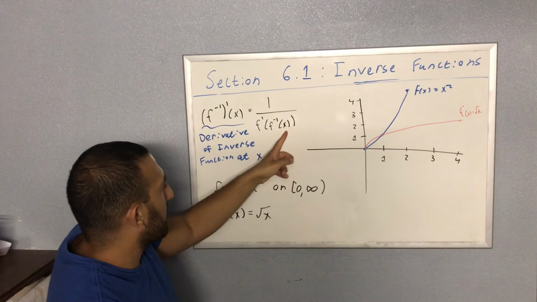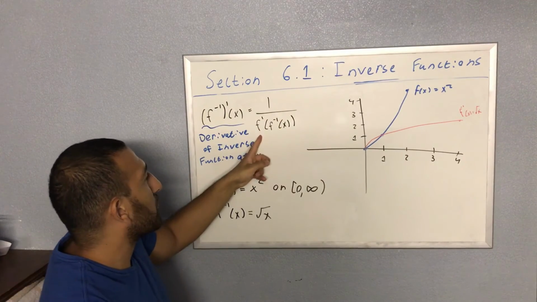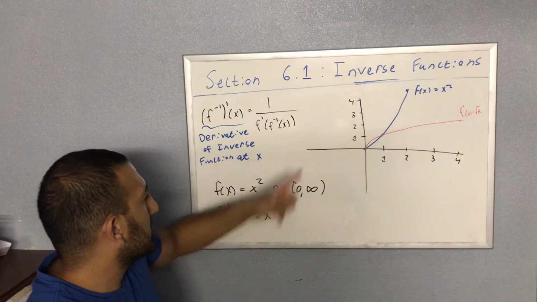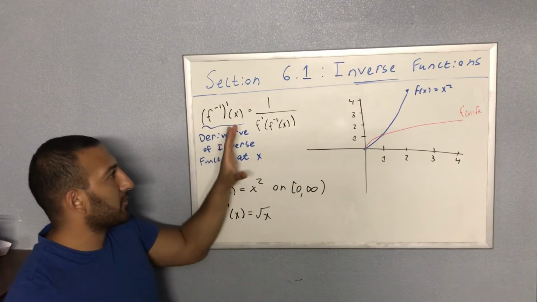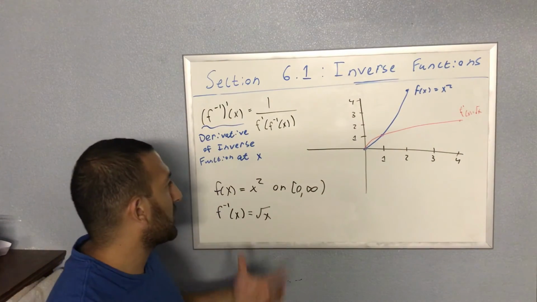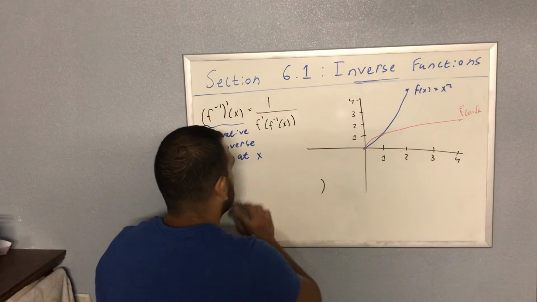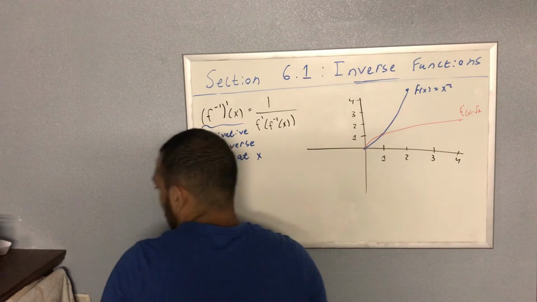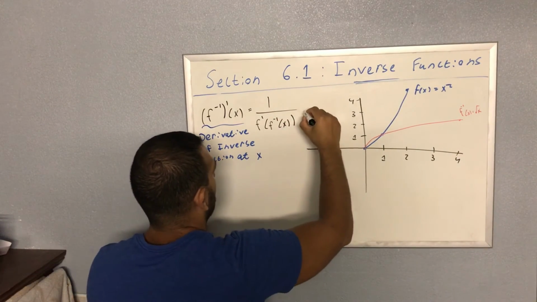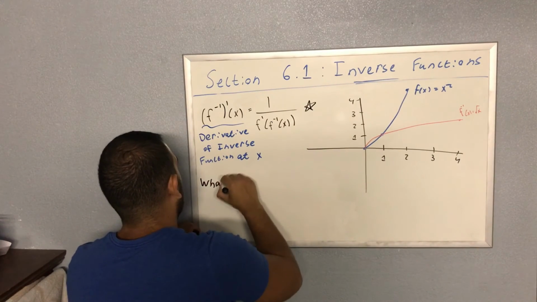f inverse of this number x gives you another number, and you stick that into the original derivative. So in a sense, what this is saying is the derivative of the inverse function is just the reciprocal of the derivative of the original function. So maybe let me write that out, and we'll do an example. We'll see what it kind of means in this context. This is a really important formula. We'll star that.